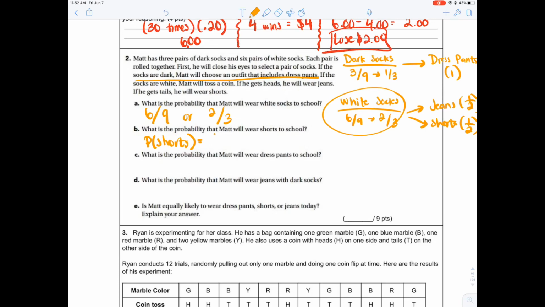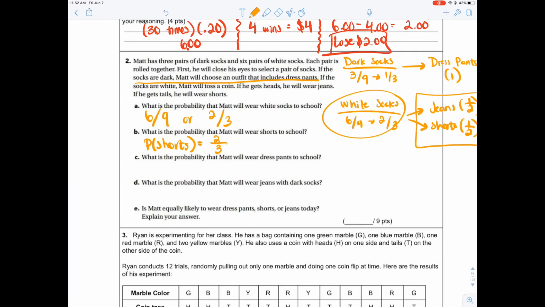So what I'm going to do is take the probability of the white socks, okay? And then after that first event, I have the second event of flipping the coin. So I'm going to put a square around that, flipping the coin. And the probability of wearing shorts is 1/2, okay? Now, to combine these two probabilities, I'm not going to add them. I am going to multiply them together.